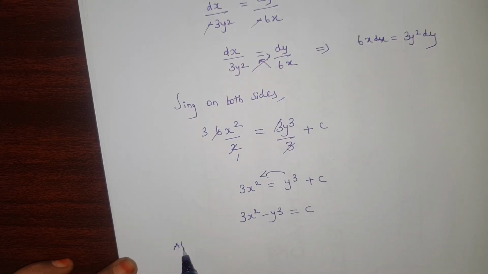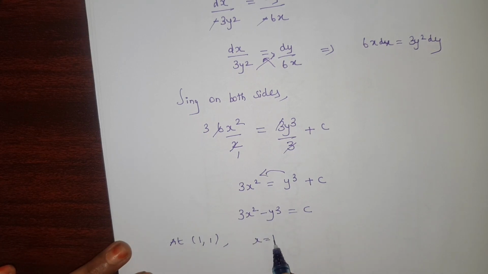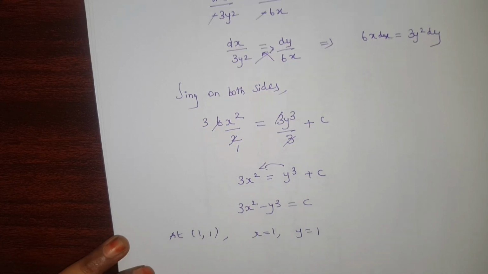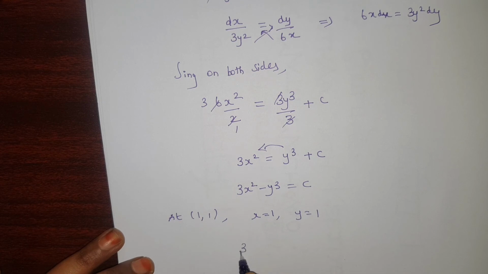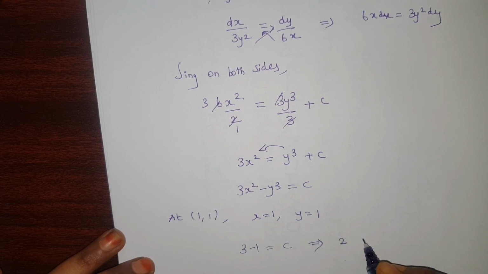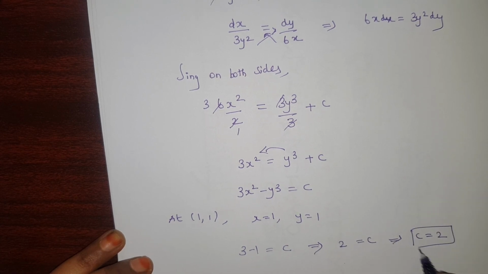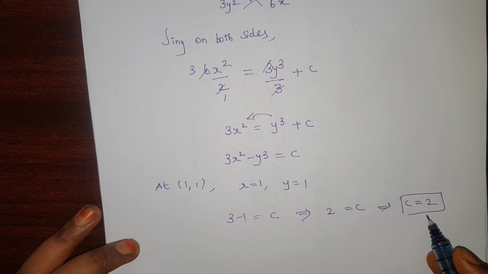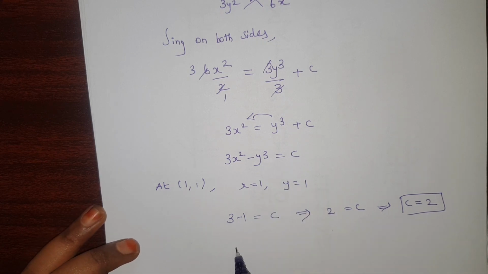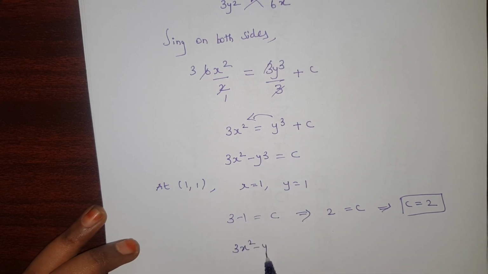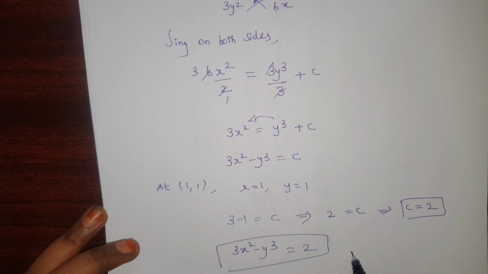We are given the point 1, 1. Substituting x value 1 and y value 1, we get 3 minus 1 equal to c. This becomes 2 equal to c. We can write this as c equal to 2. Substituting the value of c in the earlier equation, we get 3x square minus y cube equal to 2. This is the equation of the streamline.